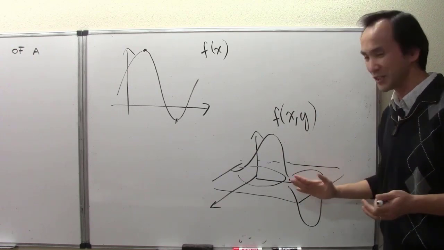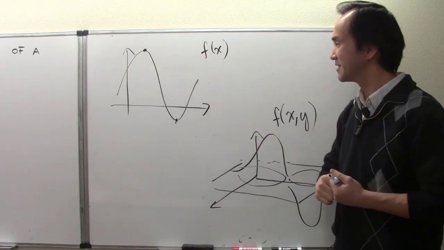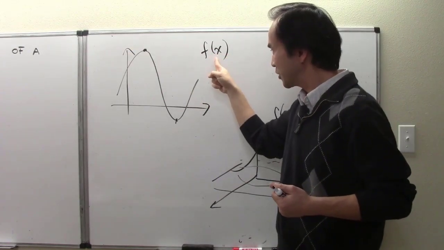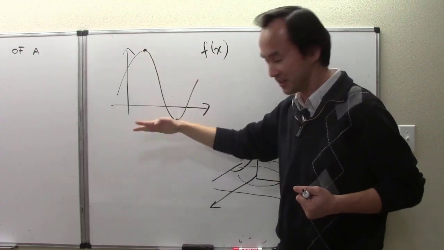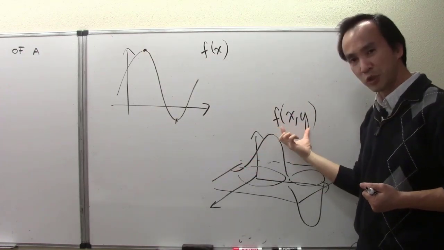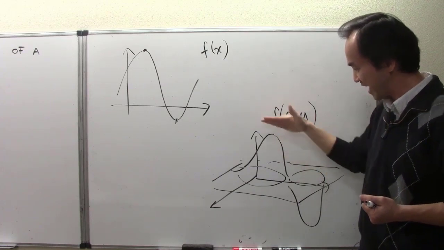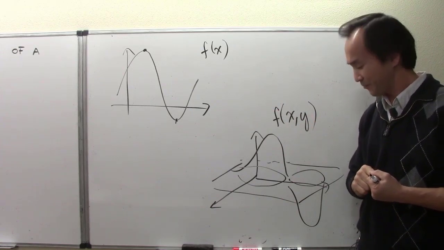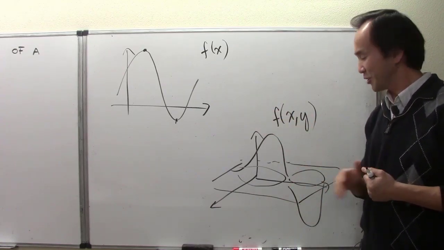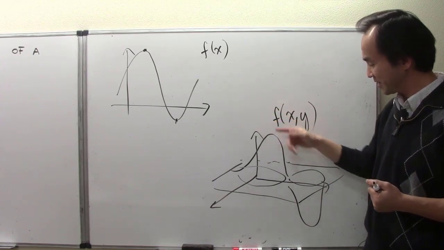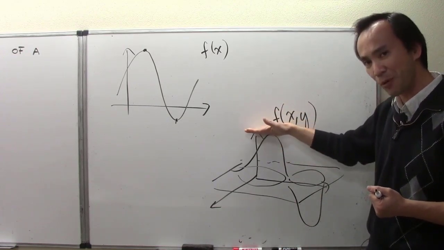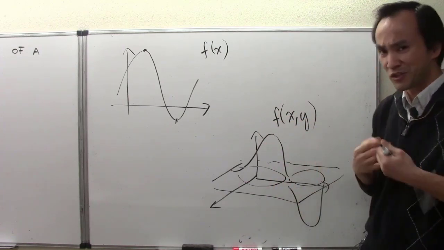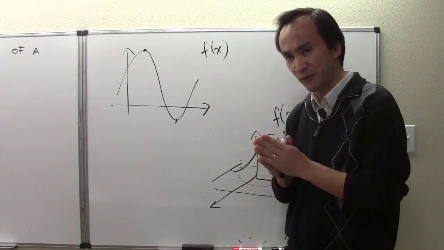Very similar to what we learned in a single variable function, where the graph has peaks and valleys, a two-variable function has mountains and valleys. There's a peak point and there's a valley, a hole, a pit. We're going to learn methods to find how high that peak point reaches and where that peak point can be.